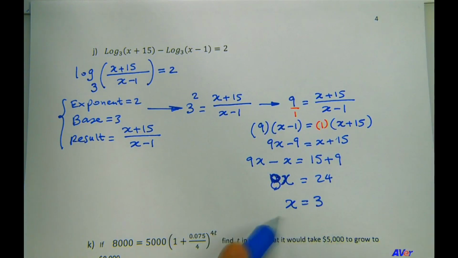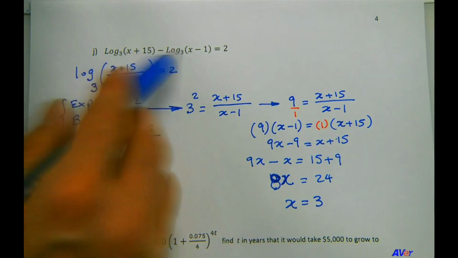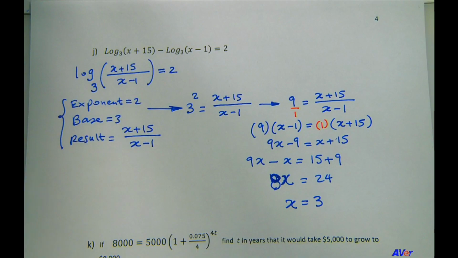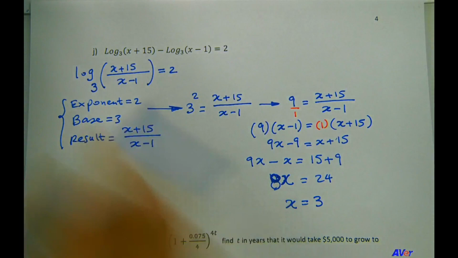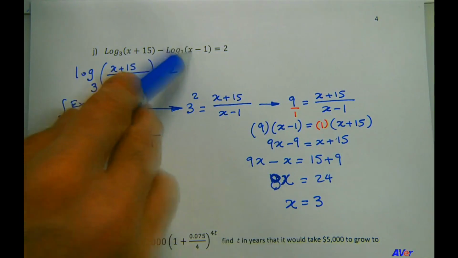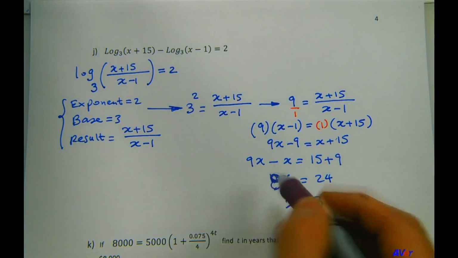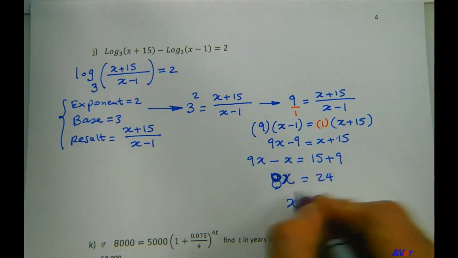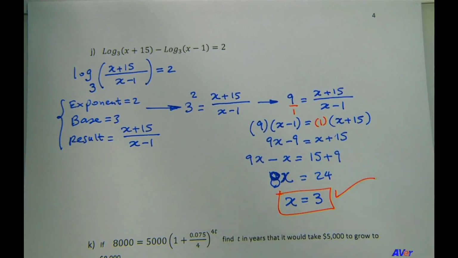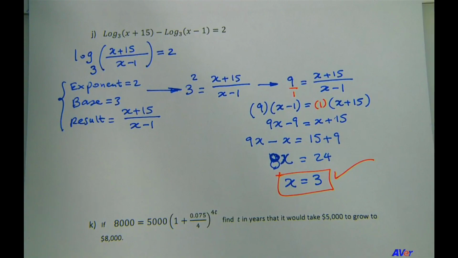Now, before we accept this, check back. Do you get a negative number inside any of these parentheses? If yes, we have to toss it out and we'll say no solution. Let's test it back. 3 plus 15, positive 18. We're good. 3 minus 1, positive 2. We're good. So this, we can now box and put a check mark next to it, indicating that we have checked that answer and it's all good.